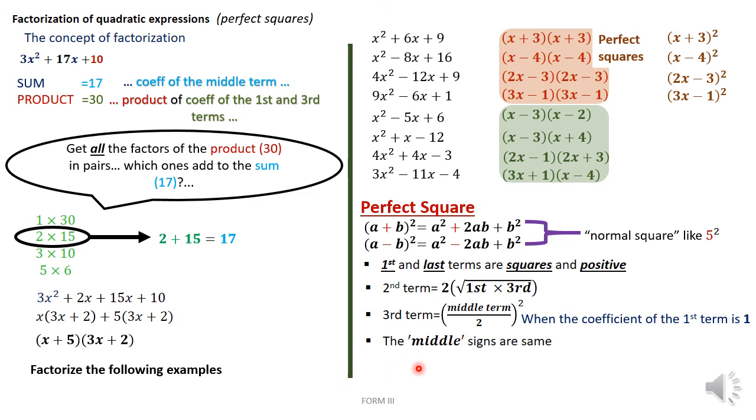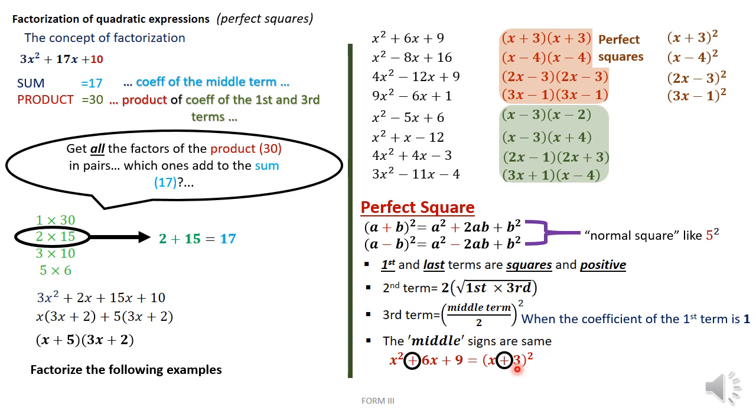The fourth characteristic I need to mention is that the middle signs are the same. Well, let me define what I mean by middle. We have x squared plus 6x plus 9 is equal to x plus 3 squared, and that's what you did in the first question there. What I mean is this: the sign of the middle term and the sign between the x and the 3 must be the same.